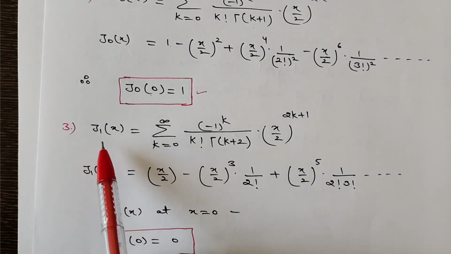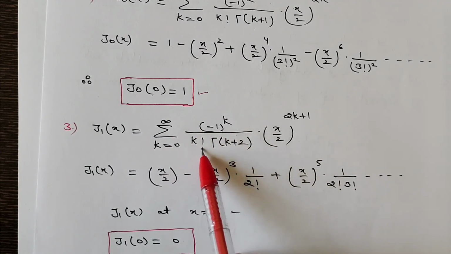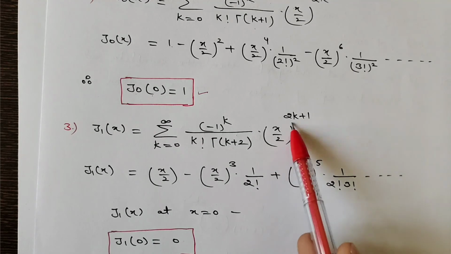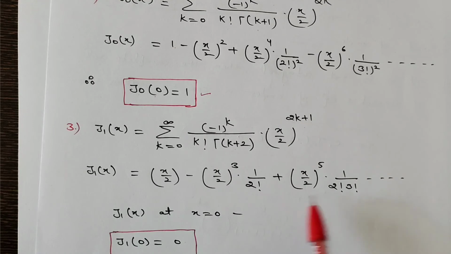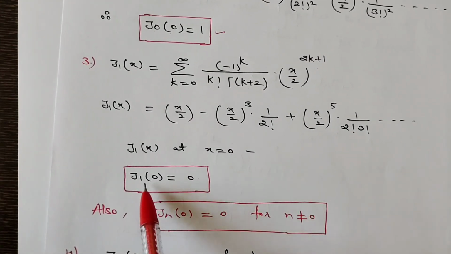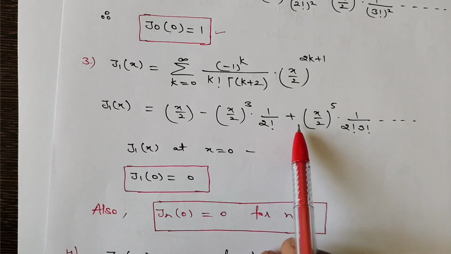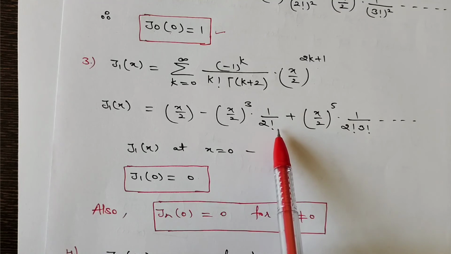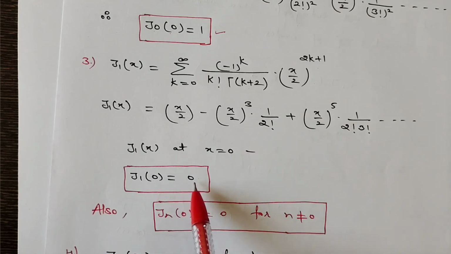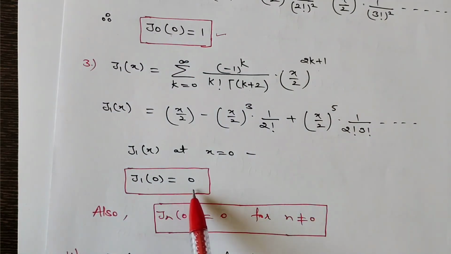In the next case, J1(x) can be written as the summation over k going from 0 to infinity of (-1)^k divided by k! Gamma(k+2), times (x/2)^(2k+1). Again we have expressed this as a series, and now we would like to find J1(0). We put x equals 0 in this expression, and as all terms contain x, all these terms will be 0. So J1(0) is nothing but 0. So we can say J0(0) is 1 but J1(0) is 0.